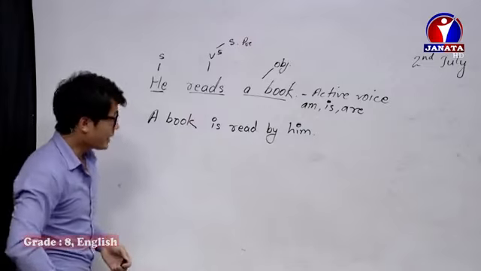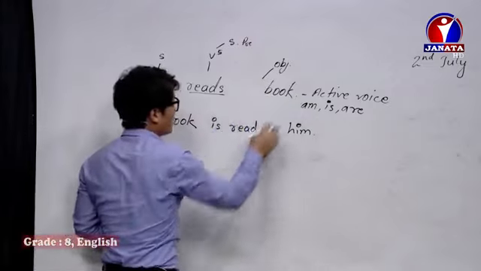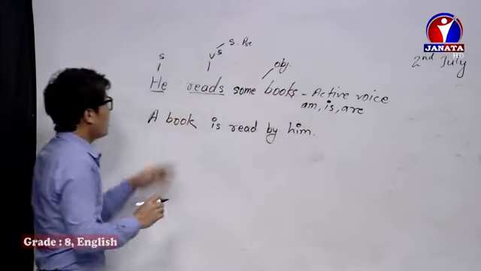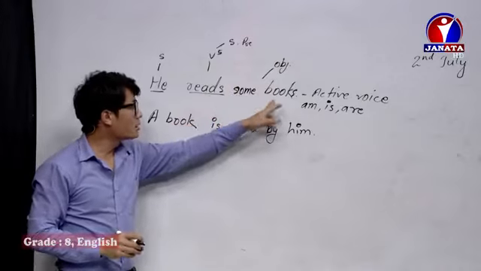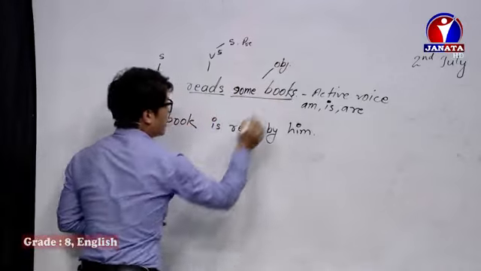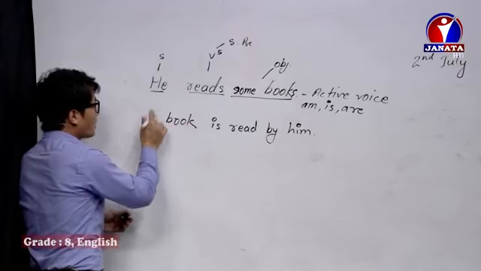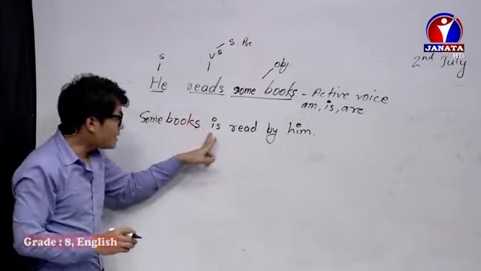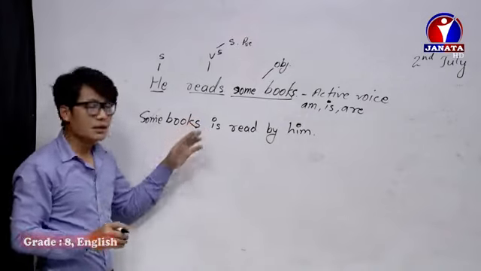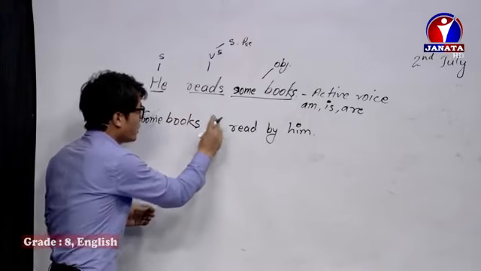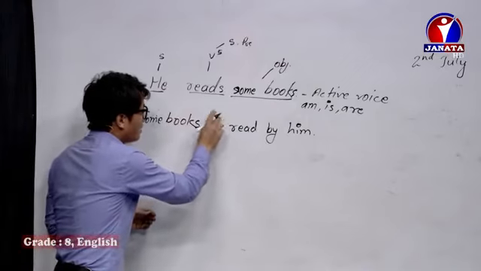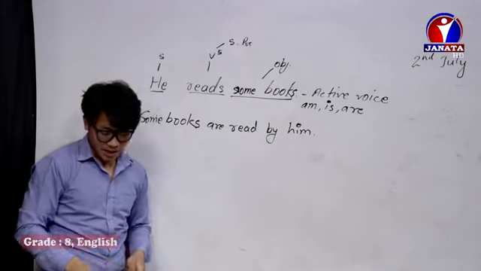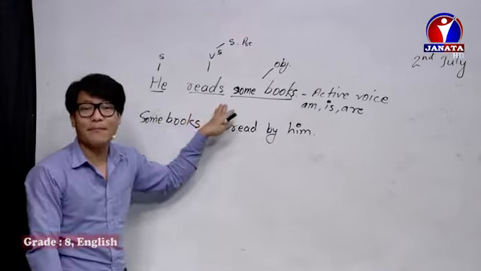Now the question is, if there are books like some books, he reads some books. So obviously some books is the object. So here should be some books. So some books is plural. So plural takes are. So we need to write here are. Some books are read by him. This is okay. I am showing the example of one object.